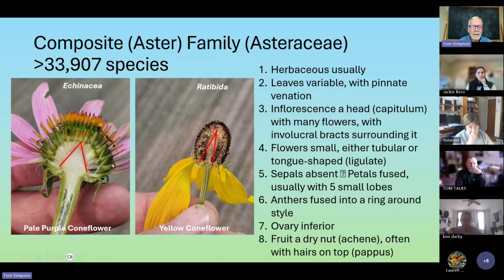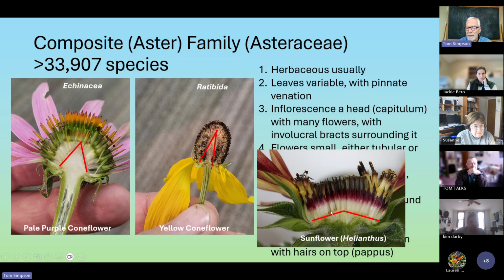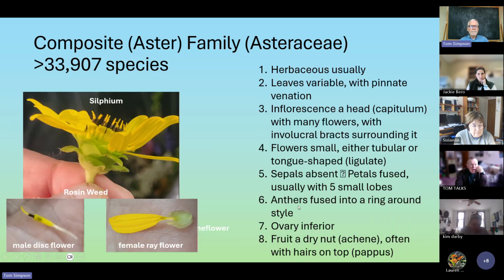Here's an interesting difference. These are the coneflowers. Here's pale purple coneflower and the yellow coneflower. The receptacle on which all of these disc flowers attach is cone shaped. That's the reason for calling it coneflower, as opposed to a sunflower that has a more or less flat receptacle. It's not perfectly flat, but it's pretty close to flat. If you look at a dandelion, it's practically a flat receptacle. Coneflower has these elongate cone-shaped receptacles.